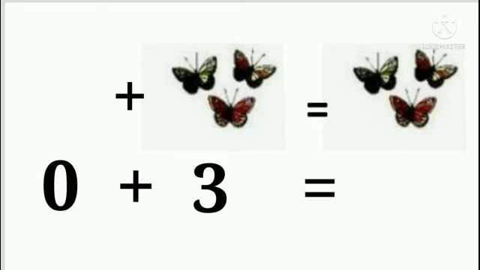Now here you can see 0 butterfly plus 3 butterflies equals to 3 butterflies. So we write 0 plus 3 equals to 3.